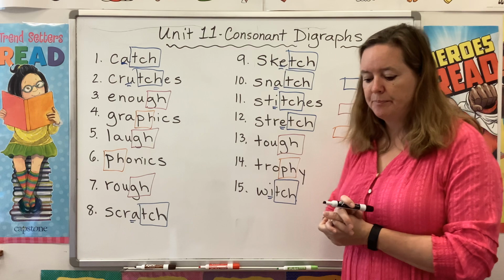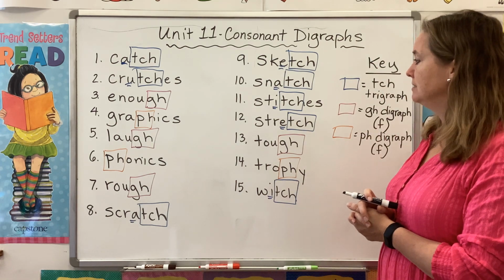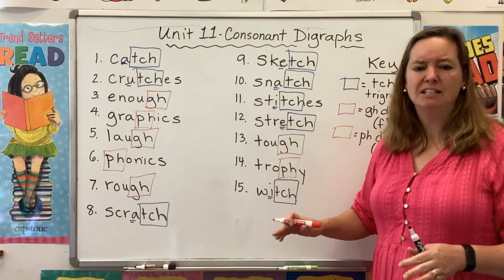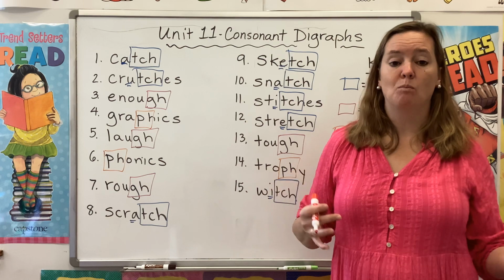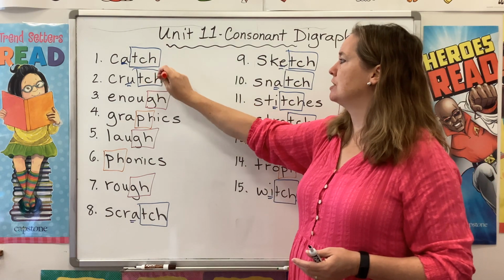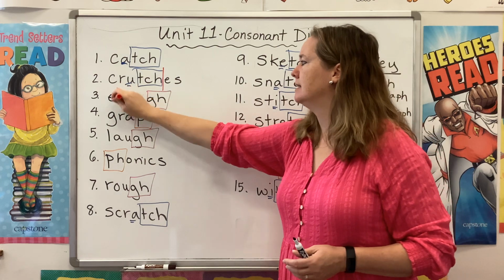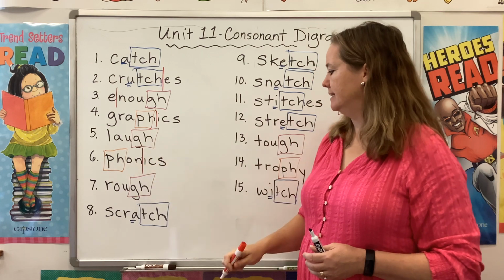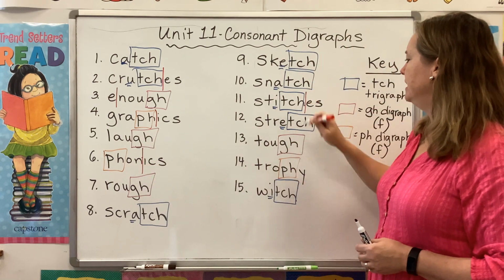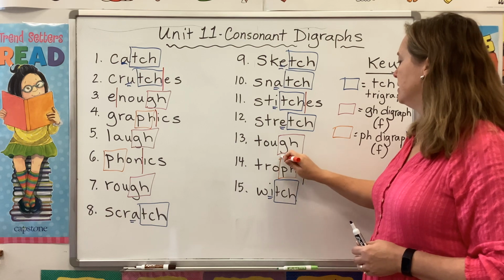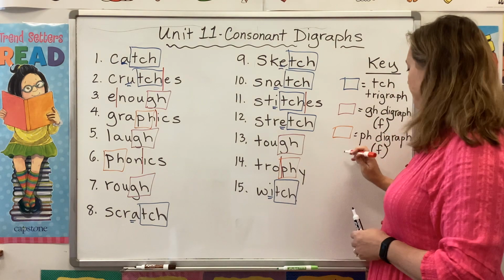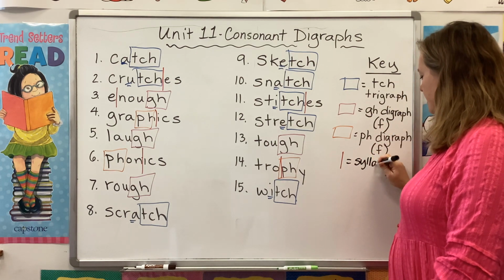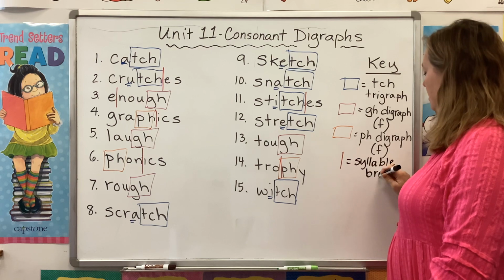All right, so I also want you to notice, oh, you know what we didn't do? We didn't break our words into syllables. Let's do that real quick. I know most of our words are 1 syllable, but we have catch, crutches, enough, graphics, phonics, stitches, trophy. Okay? Red line equals syllable break.